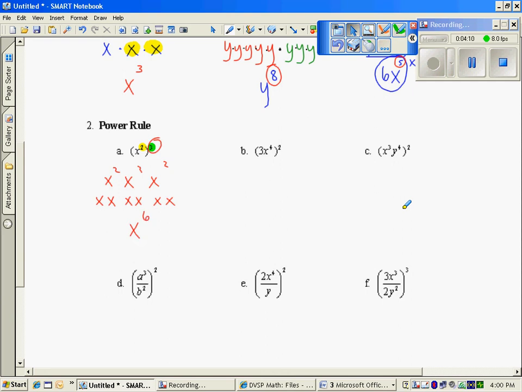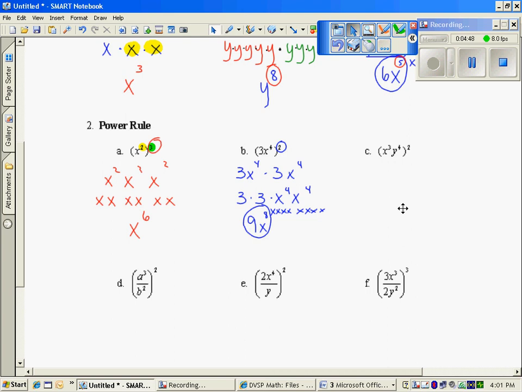3x to the 4th written twice. 3x to the 4th times itself 2 times due to the exponent on the outside. Using my commutative property, I can rearrange my 3's and put them next to each other, which also puts my variables next to each other. Multiplying 3 times 3, I get 9. I have 4 x's and an additional 4 x's, and so now I have a total power of 8 on the x only, not on the 9.